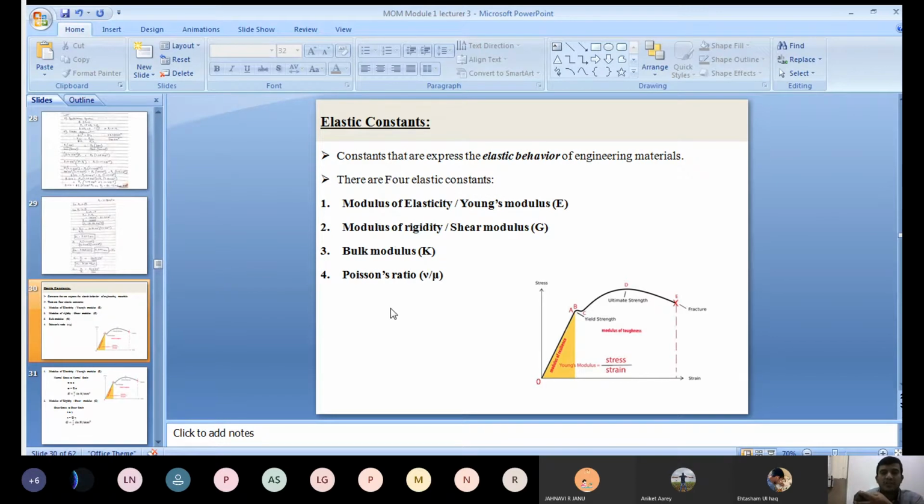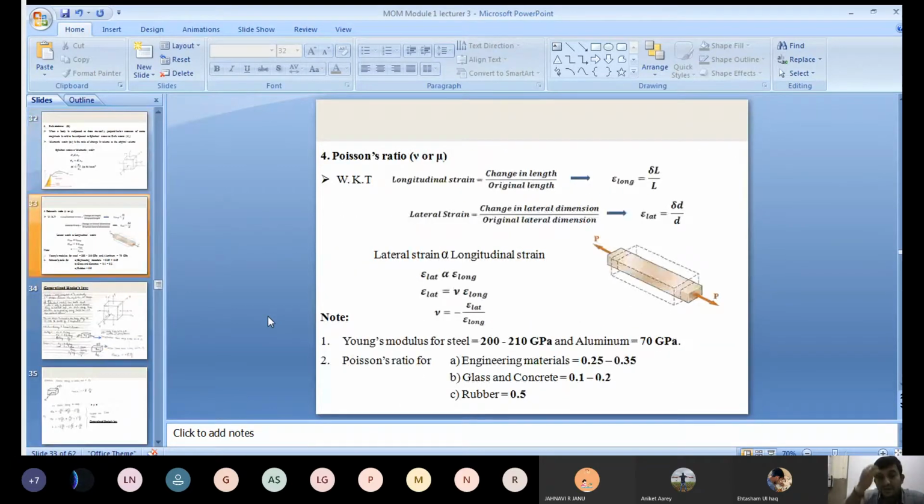And the last elastic constant: as you apply an axial tensile force on the body, the length increases, and at the same time the lateral dimension decreases. How much the lateral dimension decreases, we express in terms of the deformation along the length. That effect is called Poisson's ratio. It is the ratio of lateral strain to linear strain, and we also use a negative sign because the lateral dimension decreases as the length increases. Those things we discussed in the last class, right?